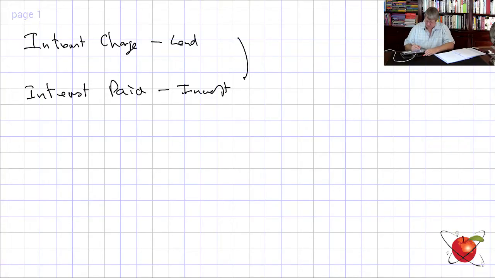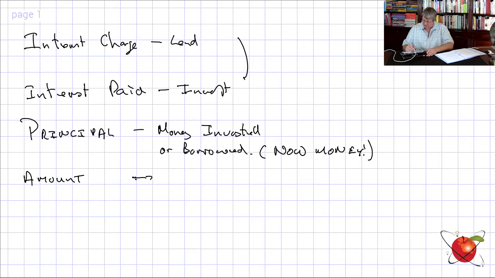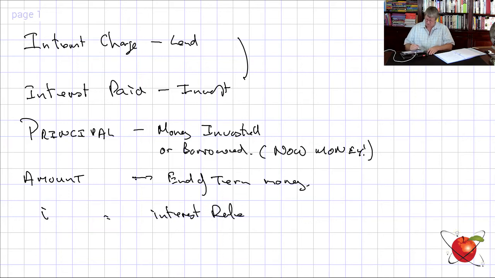Okay, now let's just have a look at a few different terms. The first thing we need to know is the principal, okay? This is the money invested or borrowed. This is the now money. I'll explain what I mean by the now money in a few secs. Then we've got the amount. This is the end of term money. The last thing we've got here is I, which is the interest rate, and N is the term. This is how long. All right.